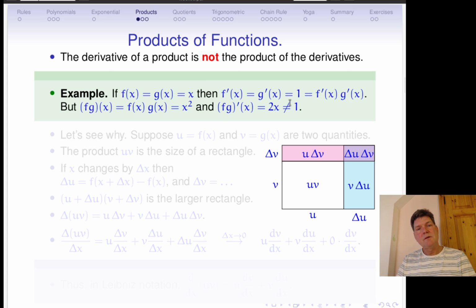On the other hand, the product of the two functions, both being x, is x times x, that's x squared. And we've just seen that the derivative of x squared is 2x. So the derivative of the product of the two functions is 2x, which is different from the 1 that is the product of the two derivatives. So why is this?